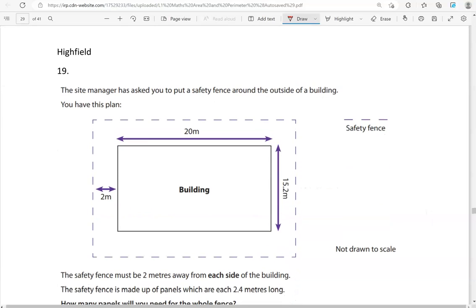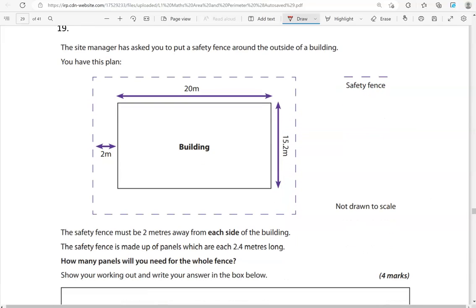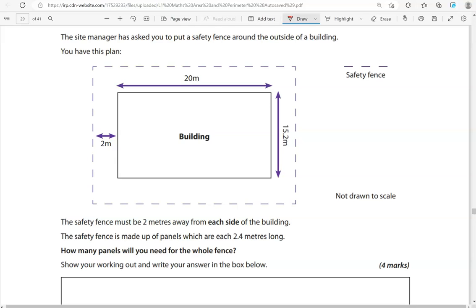The site manager has asked you to put a safety fence around the outside of a building. You have this plan. The safety fence must be 2 meters away from each side of the building. The safety fence is made up of panels which are each 2.4 meters long. How many panels will you need for the whole fence? Show your working out and write the answer in the box below.